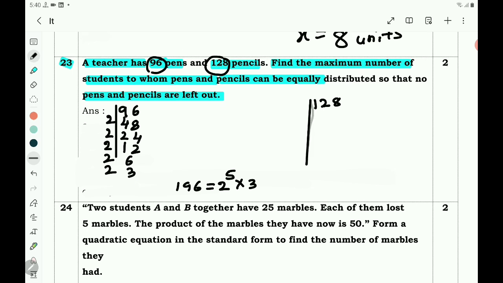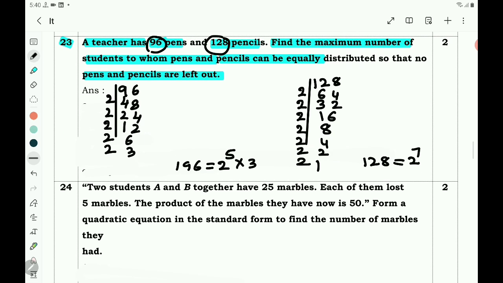Then next you take 128. Again express this as a product of primes. 8 is in the unit place, so it is divisible by 2, the first prime number. So you divide it by 2: 2 64s are 128, 2 32s are 64, 2 16s are 32, 2 8s are 16, 2 4s are 8, 2 2s are 4, 2 1s are 2. So you got 128 equals 2 power 7.